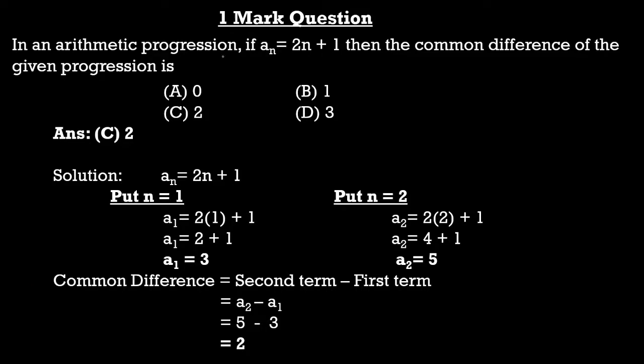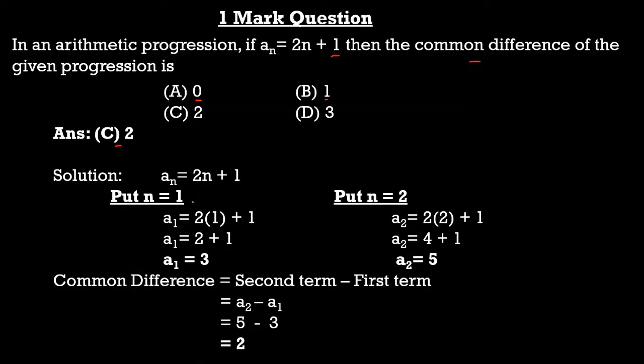In an arithmetic progression, if an is equal to 2n plus 1, then the common difference of the given progression is, the options are A 0, B 1, C 2 and D 3. The correct option is C 2. We will see how to solve this question. The question is to find common difference. For that we need first term and second term.